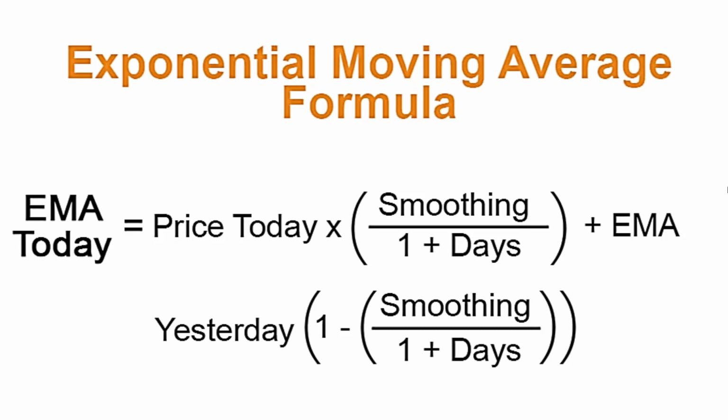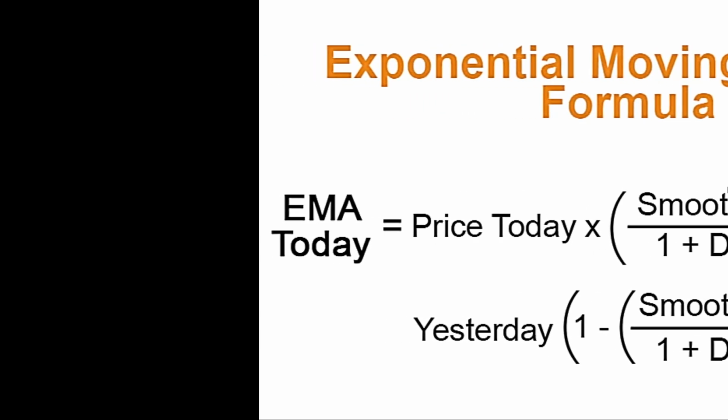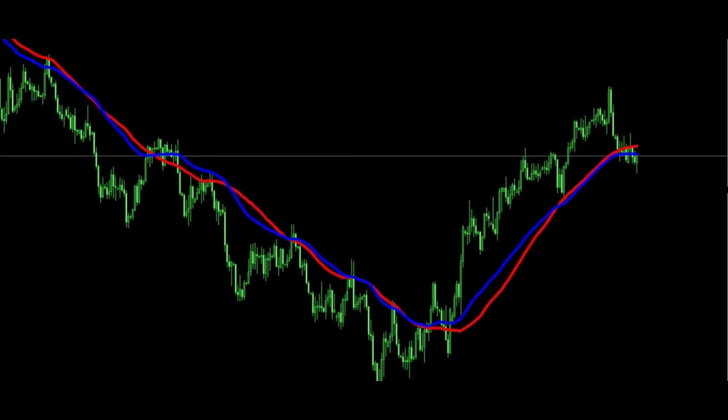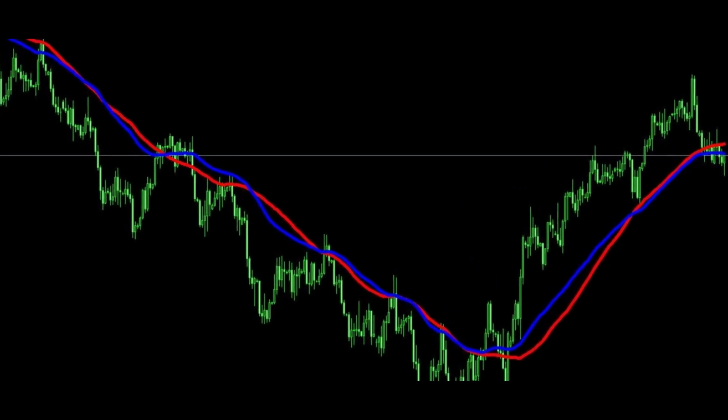You don't have to remember any formula at this point. If you want, I can provide the formula in the comments for those who are really interested. The idea is to understand how to use it. In every platform, this information will automatically be given. In the same example, the same Euro USD example, we will put the same exponential moving average next to our simple MA. The red lines are the simple moving averages and the blue ones are our exponential.